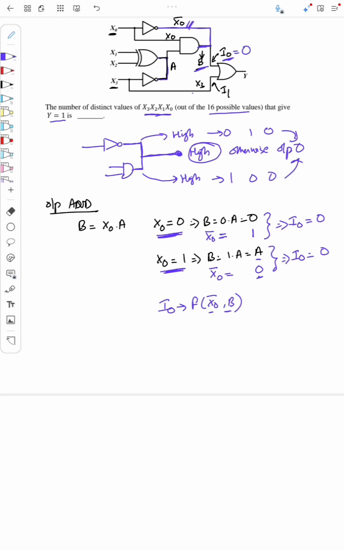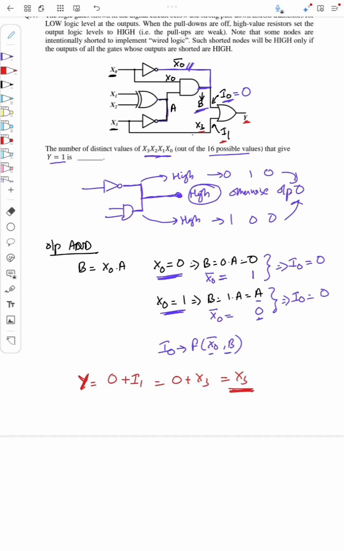So what is this y? y can be written as 0 OR I1, where I1 is actually x3. This is 0 plus x3, or x3. So y is actually x3 itself. Okay, so when x3 is 1, y is 1, right? When x3 equal to 1, y is 1, and when x3 equal to 0, y is 0.